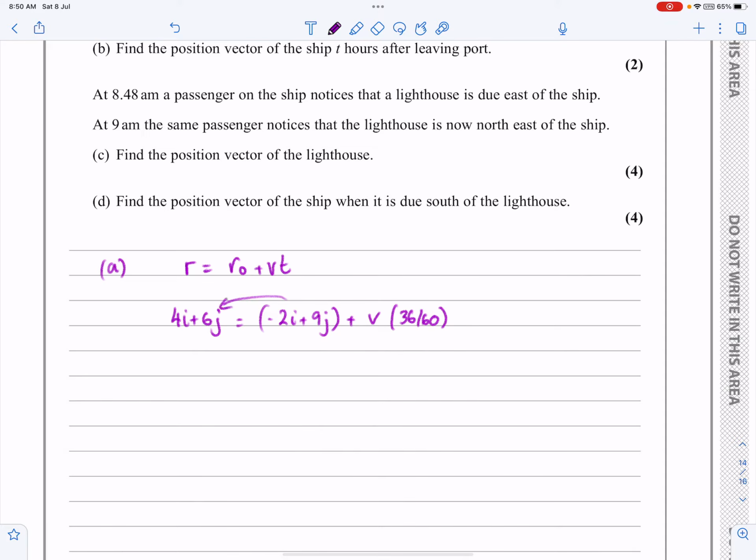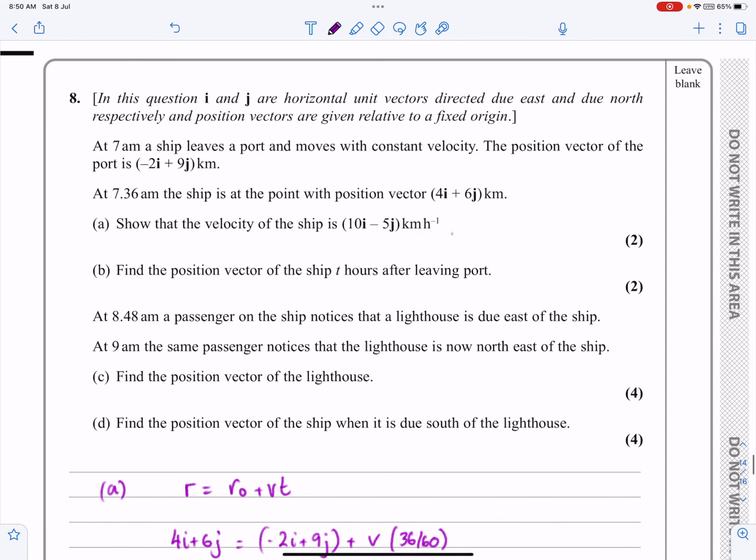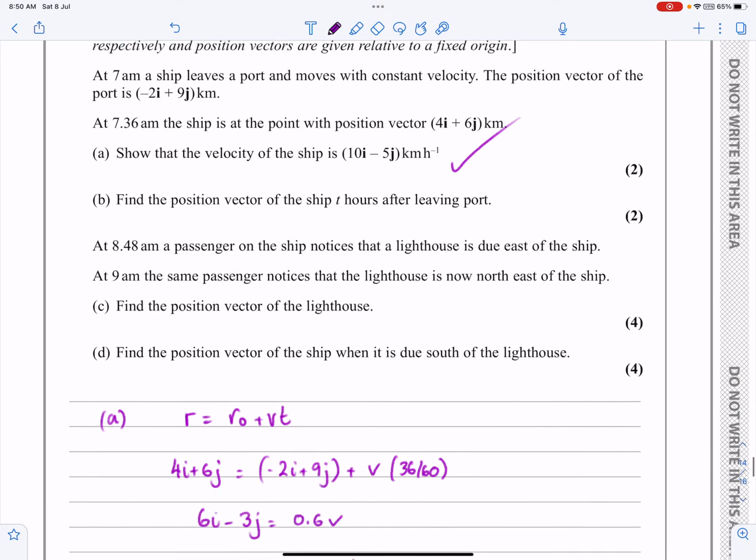Take this over the other side. Okay, if I take that over the other side, I'm going to get 6i minus 3j is equal to 0.6v, which means that v will work out to be equal to, and I think they gave it to us in the actual question, if we look back, 10i minus 5j. So that's the first part done.